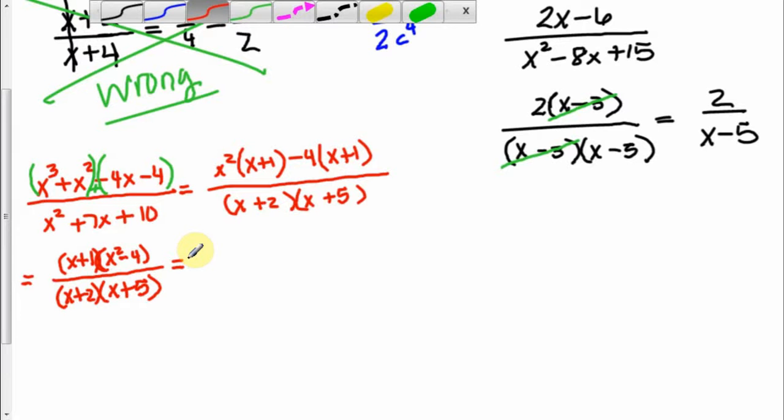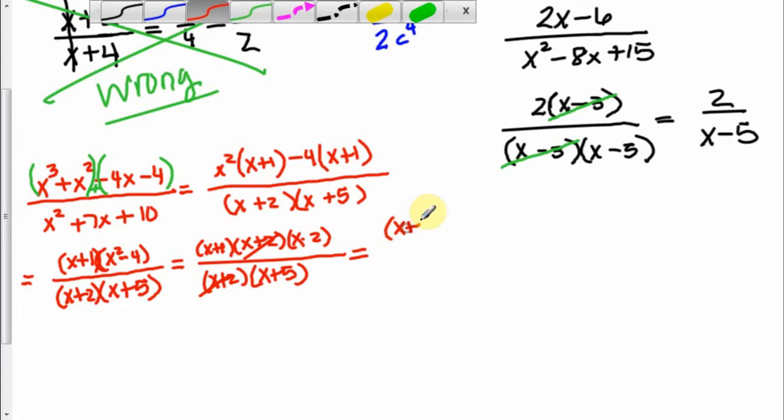Right, that's a difference of 2 squares, right? We talked about it Tuesday night. So that part factors into x plus 2 and x minus 2. So now I have x plus 1 times x plus 2 times x minus 2 over x plus 2 times x plus 5. So you can cancel your x plus 2's, and that's really all that cancels. So your final answer is x plus 1 times x minus 2 all over x plus 5.